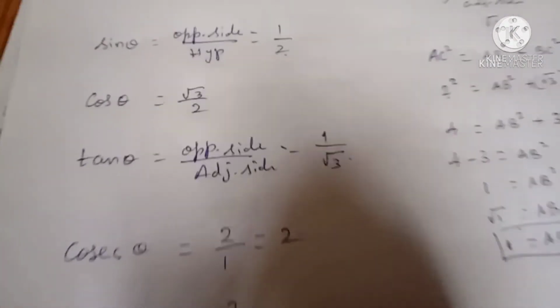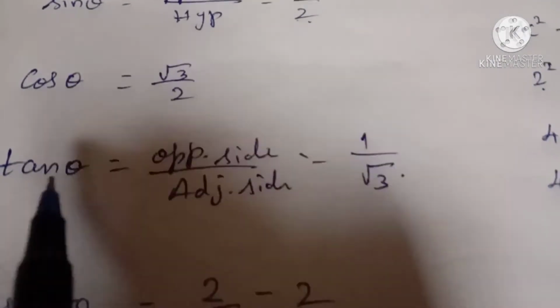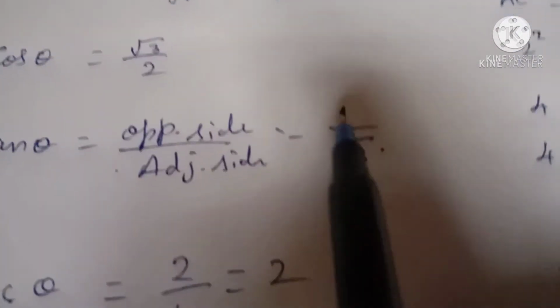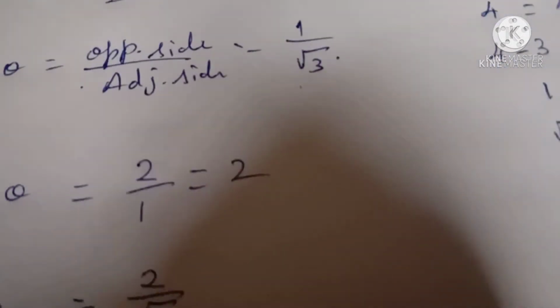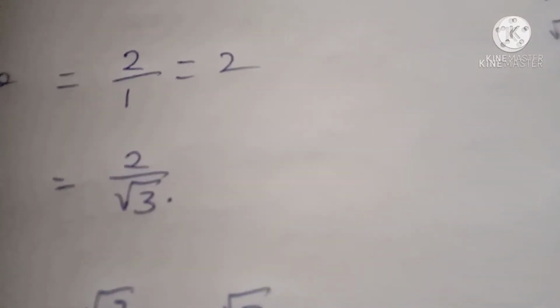Then cot theta. Cot theta is the reciprocal of tan theta. Tan theta value is 1 by root 3. Therefore, the reciprocal of 1 by root 3 is root 3 by 1, which is equal to root 3. Fourth question, do as homework. We move to the fifth one.